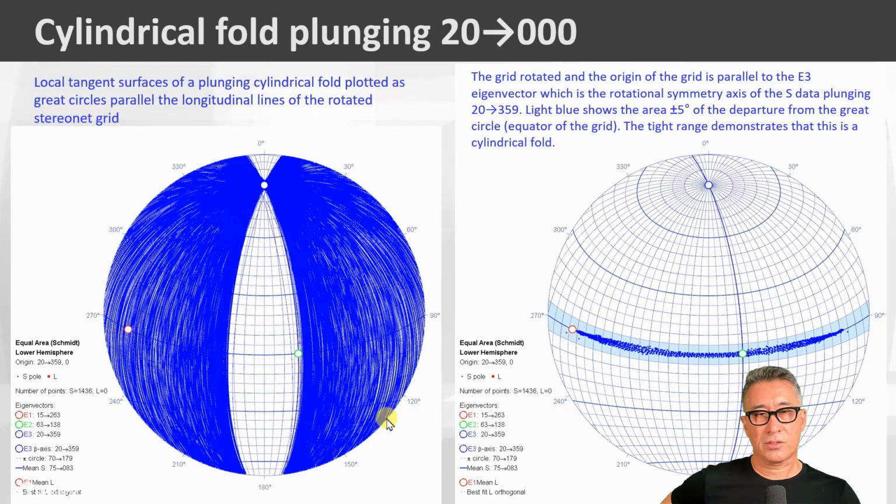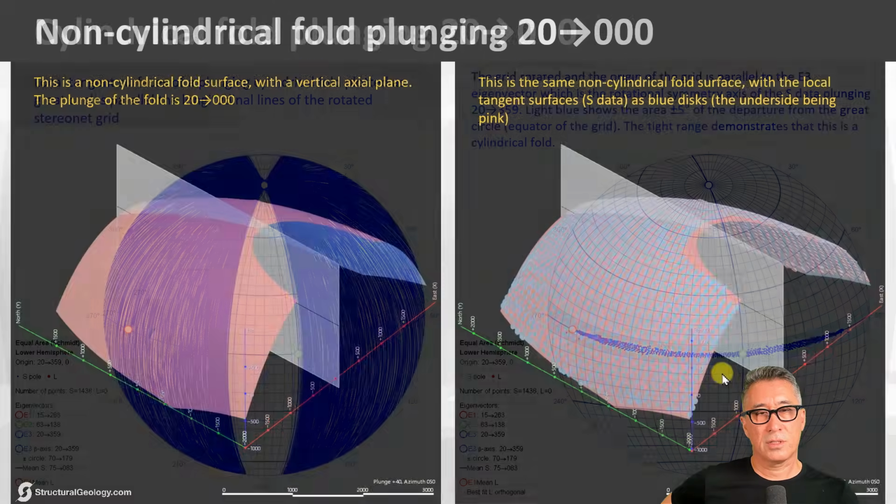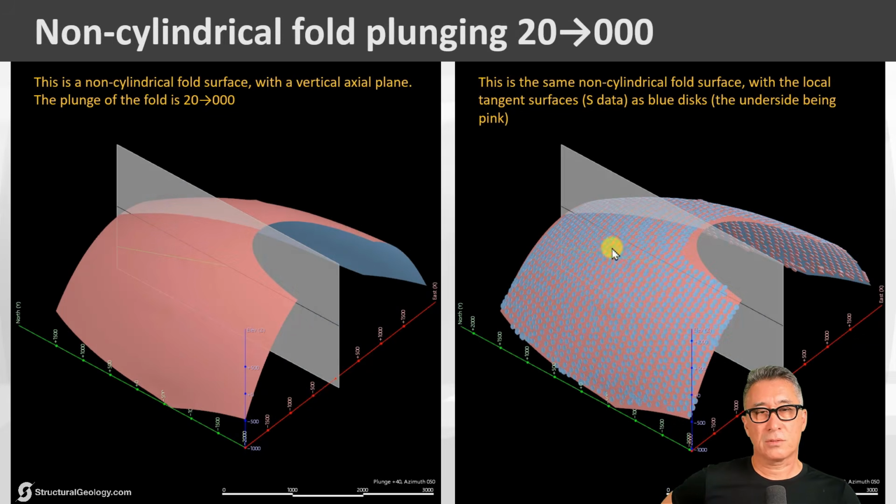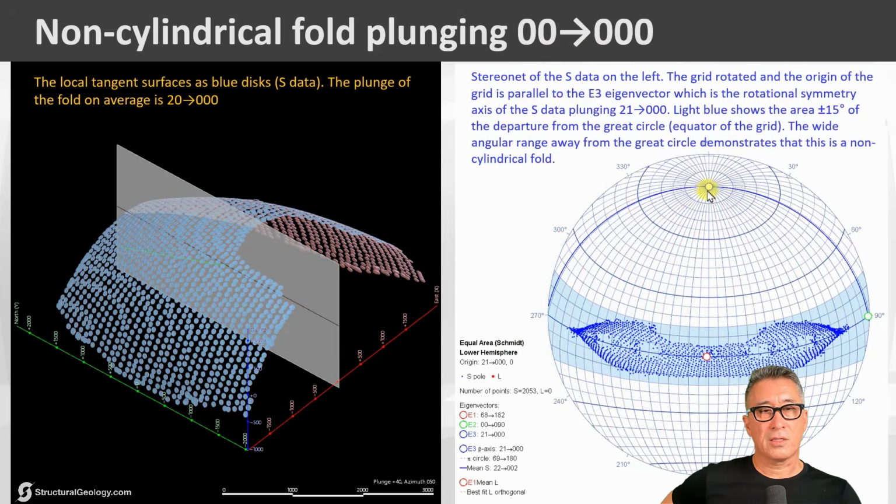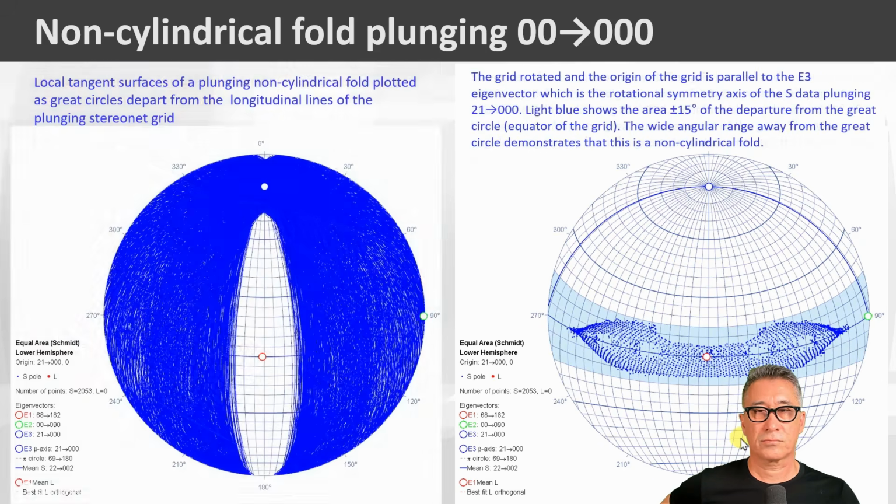These are all the great circles plotted, and these are the poles. So a non-cylindrical fold looks like this. Same plunge, 20 degrees. The location of the pole of this grid is still 20 degrees to 000, so 20 degrees to the north. The only difference is that there's a spread of the data of the poles. And like I said, this is typical of natural data. These are the great circles.